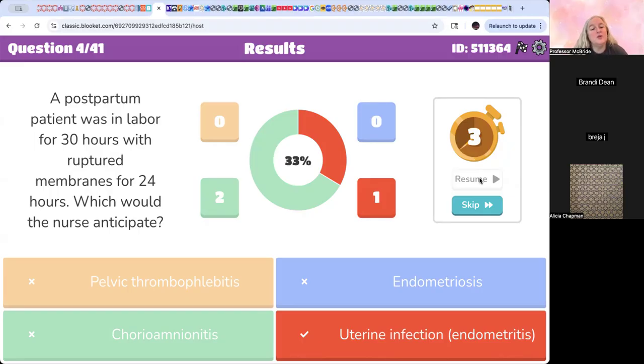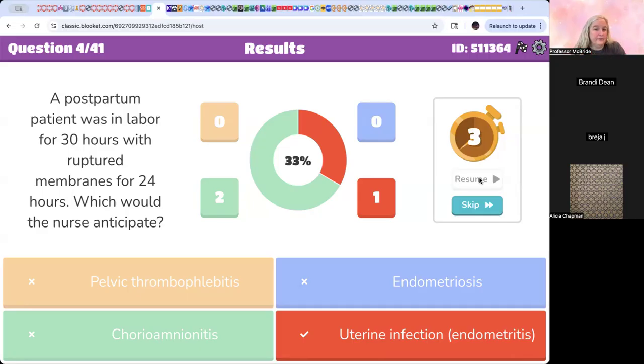So the story of being in labor for 30 hours with ruptured membranes for 24 hours definitely puts her at risk for chorioamnionitis. But the thing that's infected with chorioamnionitis is the membranes. The membranes are the chorion and the amnion that surround the baby and make that water balloon, right? It attaches to the placenta and goes all the way around. So with chorioamnionitis, that infection is the membranes and the amniotic fluid.